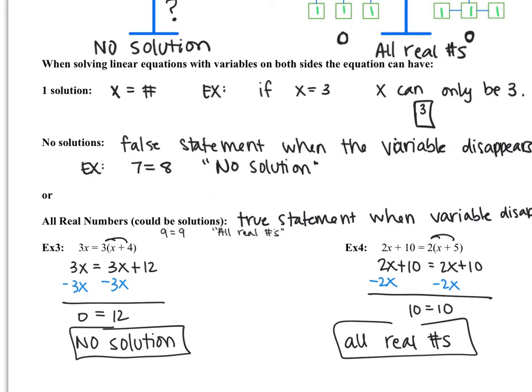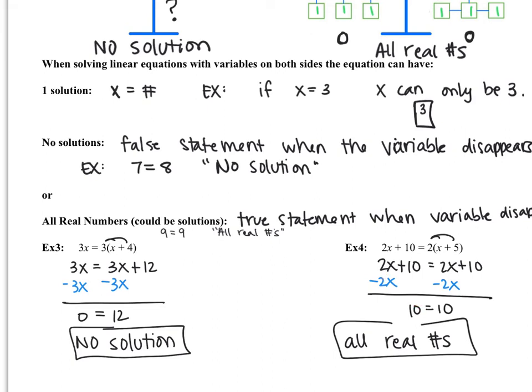On example 4, I also begin by distributing. So my new equation is 2x plus 10 equals 2x plus 10. I then balance my variables by subtracting 2x from both sides. 2x minus 2x is 0, leaving 10 all by itself. 2x minus 2x is also 0, leaving 10 all by itself.